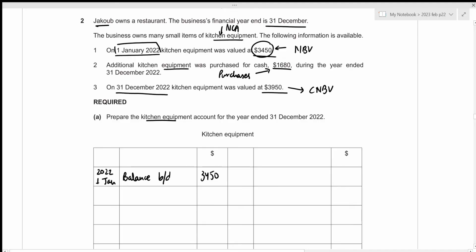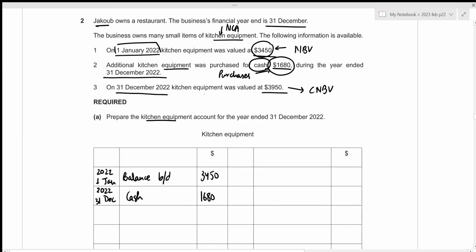Alright, then we're also told that we had purchased new kitchen equipment worth 1,680. And since we're still talking about assets, all of the purchases will be recorded on the debit side. So we need to record this 1,680 on the debit side, but remember that we paid out cash for this. So we'll record it under the heading of cash. And since we were given that this was purchased at the year ended 31st December 2022, this will be our date. So that's 2022, 31st December.